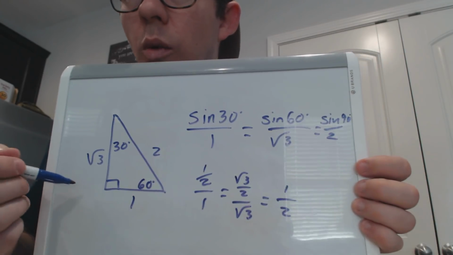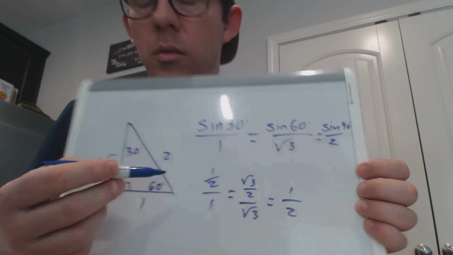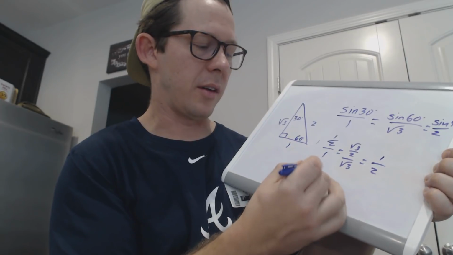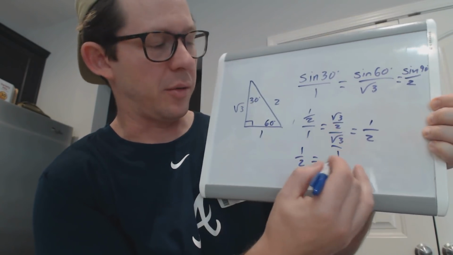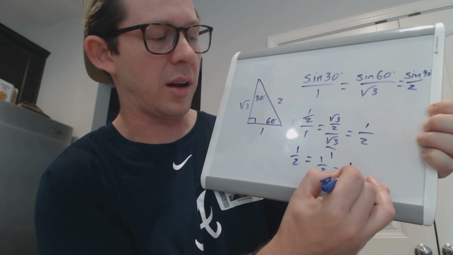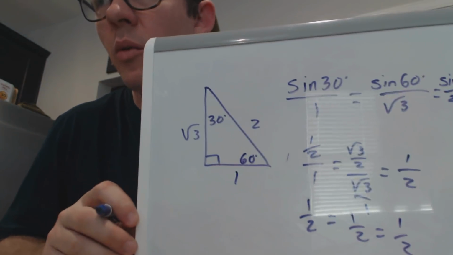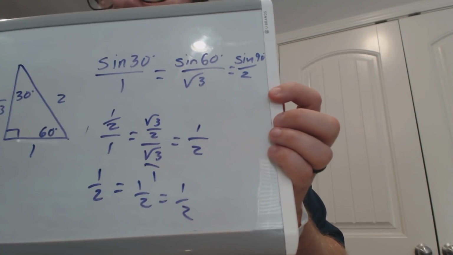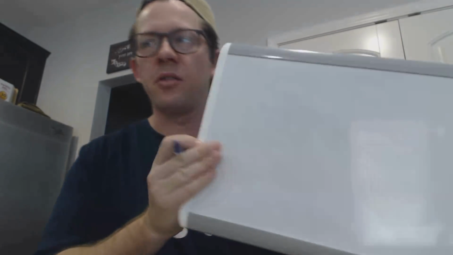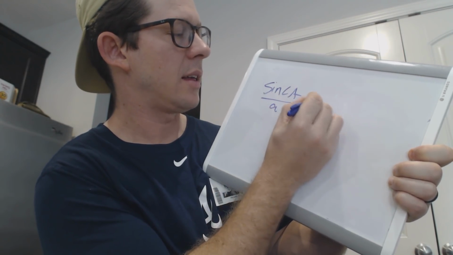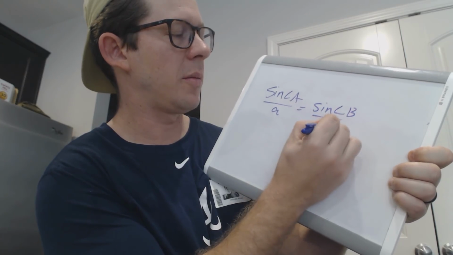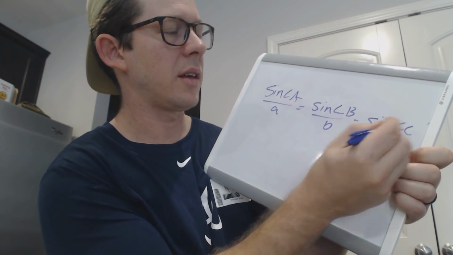So watch this. What's 1/2 divided by 1? Well, that's 1/2, right? Did you know if you do a keep change flip on that, the root 3's will cancel out, you'll have 1/2, and over here you have 1/2. See what I'm saying? 1/2 equals 1/2 equals 1/2. So that is the law of sines, essentially. So once again, law of sines, in any triangle you have, sine of angle A over A equals sine of angle B over B equals sine of angle C over C.